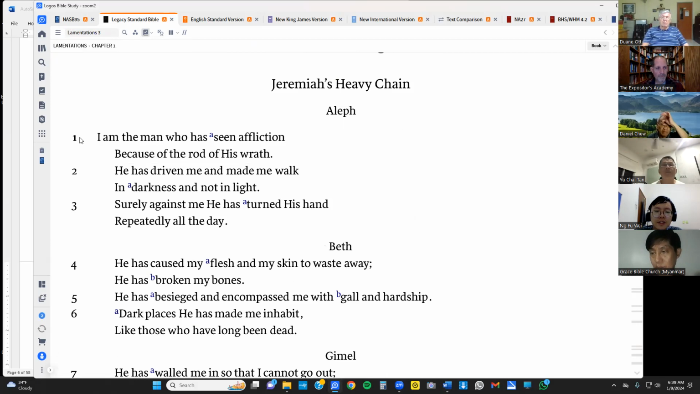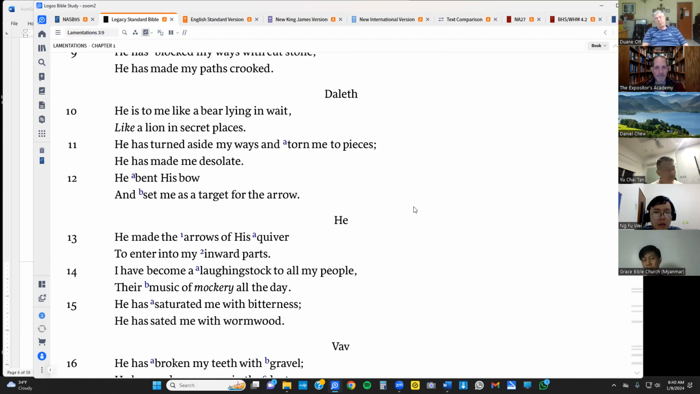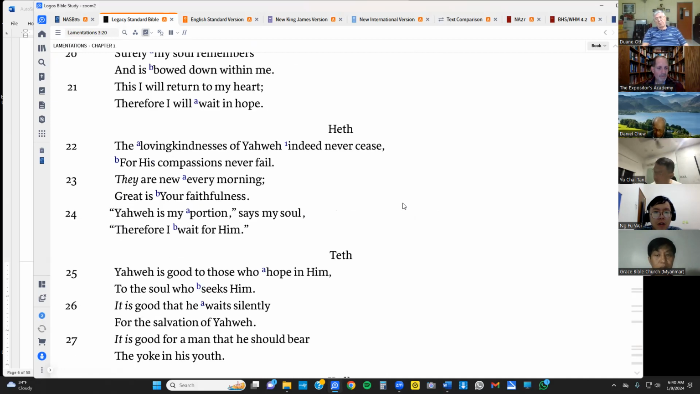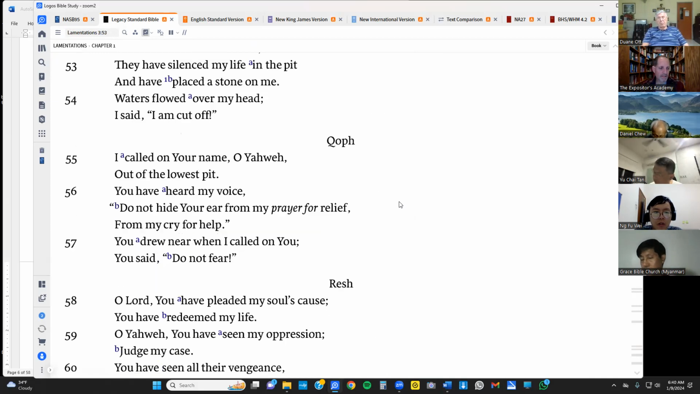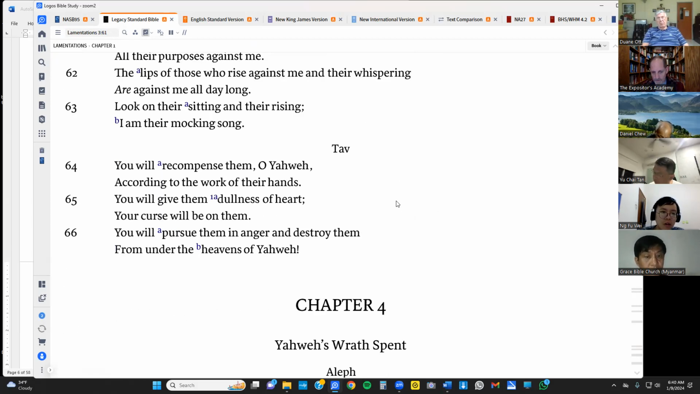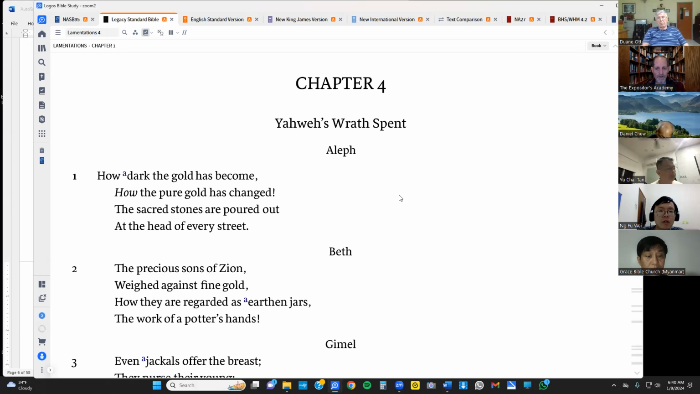So Aleph, verses 1, 2, and 3. Beth, verses 4, 5, and 6. And it does that all the way through chapter 3. Chapter 3 has 66 verses because there are 22 letters, 3 verses per letter. Then when we get to chapter 4, it goes back to the same pattern as chapters 1 and 2.